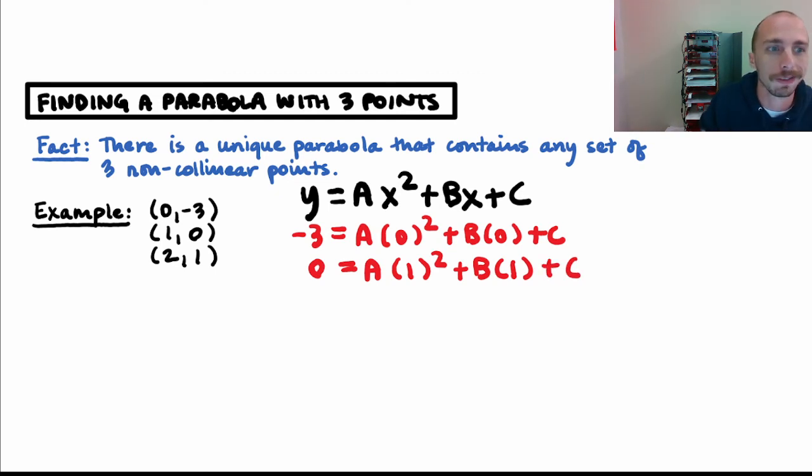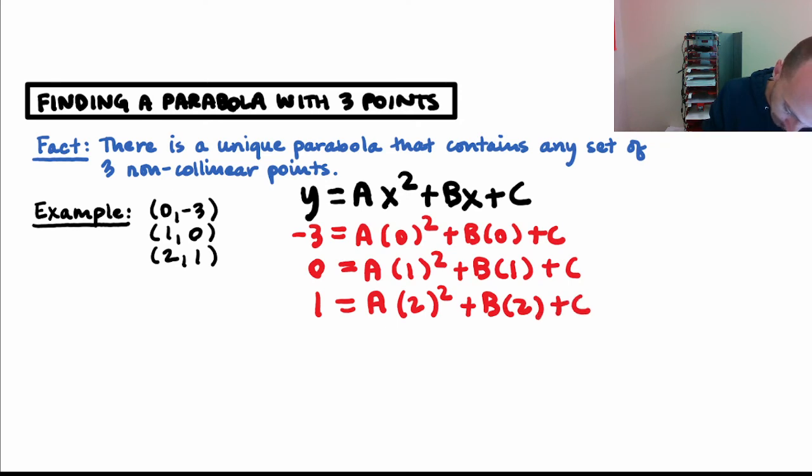And then the third point is x equals 2 and y equals 1, so I plug in 1 for y and 2 for x. What I've got written down here in red is 3 linear equations, and there are 3 unknowns, so I'm going to solve this system using elimination. Actually, I'm probably going to do substitution.